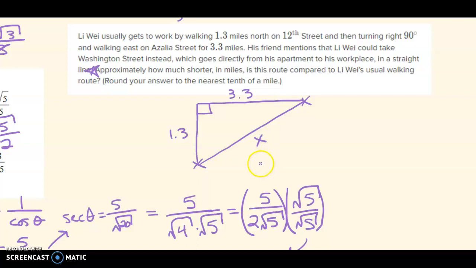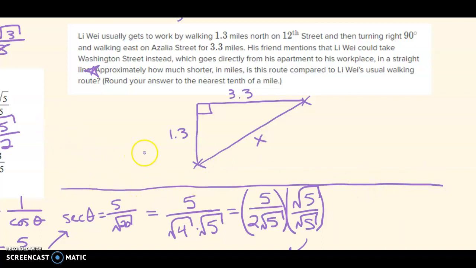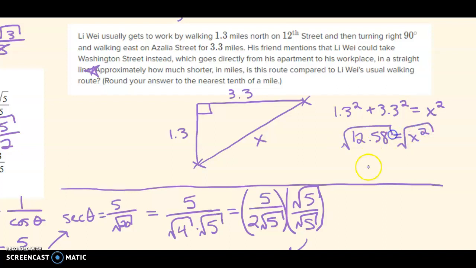So, of course, in order to answer that question, we have to solve for our hypotenuse. And we will do that by using the Pythagorean theorem. So 1.3 squared plus 3.3 squared is equal to x squared. When we plug all that into our calculator, we get 12.58 is equal to x squared. That gives us x of about 3.547.